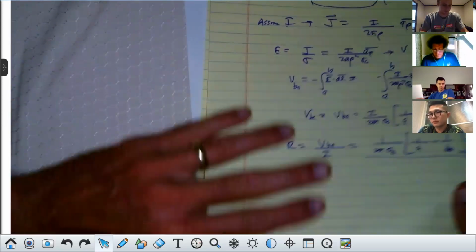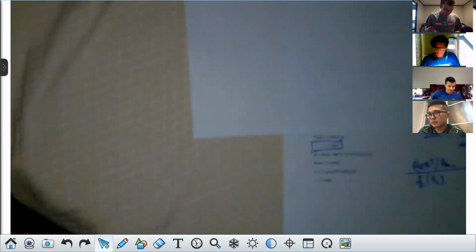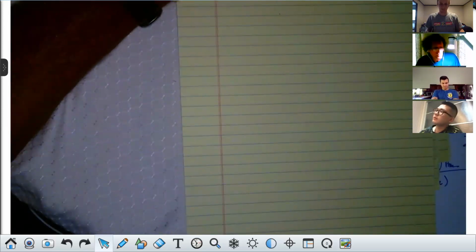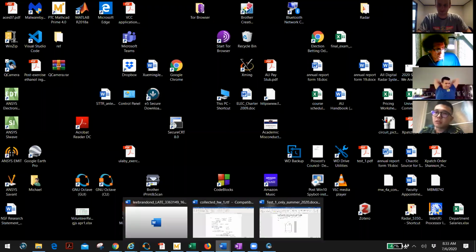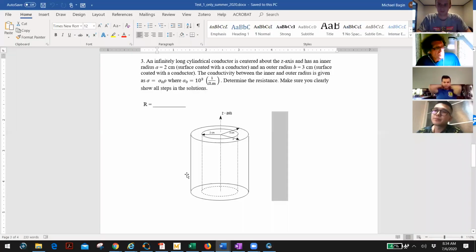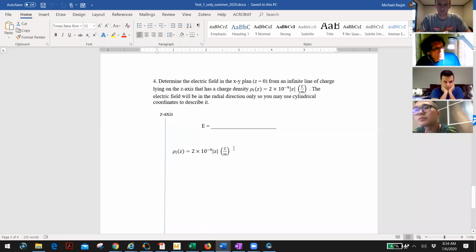Finally, the fourth problem. Determine the electric field in the XY plane at z equals 0 from an infinite line of charge lying on the z-axis, where this is the charge density. The electric field will be in the radial direction only, and you may use cylindrical coordinates. So I give you the value of rho L, and now I want you to find the electric field in the XY plane. Are you with me, everyone?